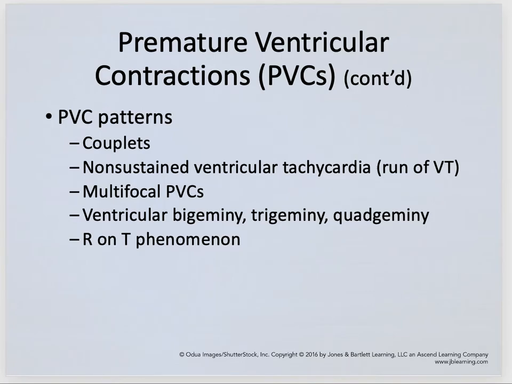It can happen as a couplet, two together. It can go into a non-sustained run of VTAC. We can have what we call multifoci or multifocal PVCs, ventricular bigeminy, trigeminy, quadrigeminy. These are patterns of how the PVC is appearing. Or we can have an R-on-T phenomenon.